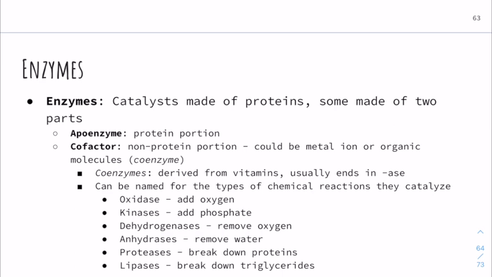Enzymes usually end in ase, and a lot of times they're named for the chemical reaction that they catalyze. Oxidase, oxygen, so they add oxygen. Kinase adds phosphate. Dehydrogenase, that D tells us it removes, so it removes hydrogen. Anhydrase removes water. Protease, pro for proteins, proteases break down proteins. Lipases break down triglycerides. Triglycerides, again, is a form of fat.